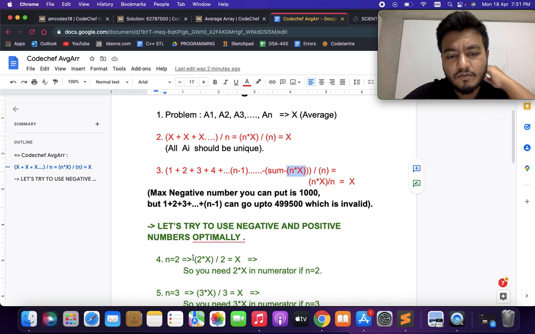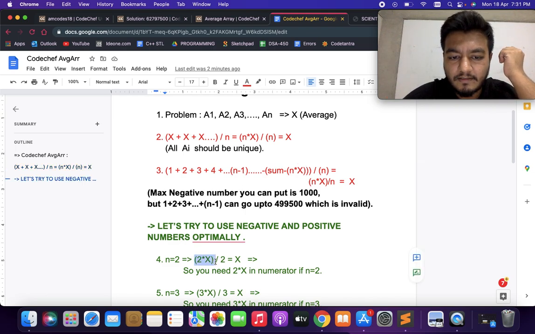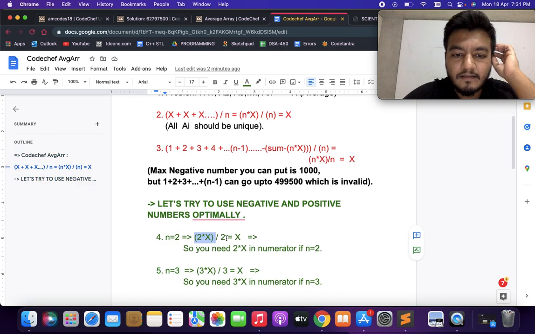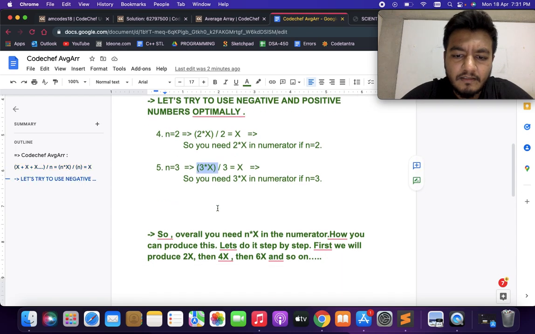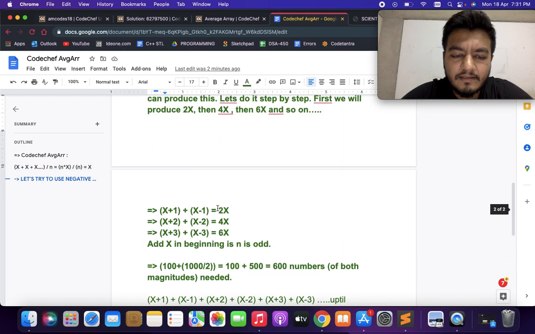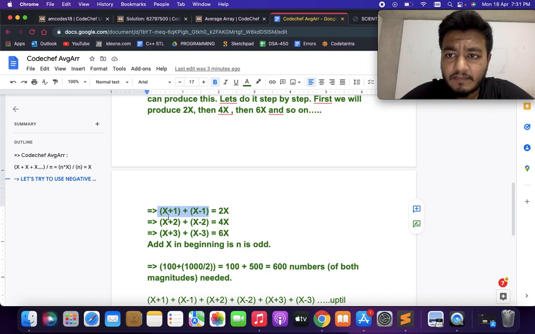We will produce it stepwise with the help of positive and negative numbers. What if I ask you, I have to produce 2 into x? The simplest thing that you can do is to produce 2x. What you can do is add 1 to x and then subtract 1 from x. You can take x plus 1 as one number and x minus 1 as another number, and you can produce 2x.